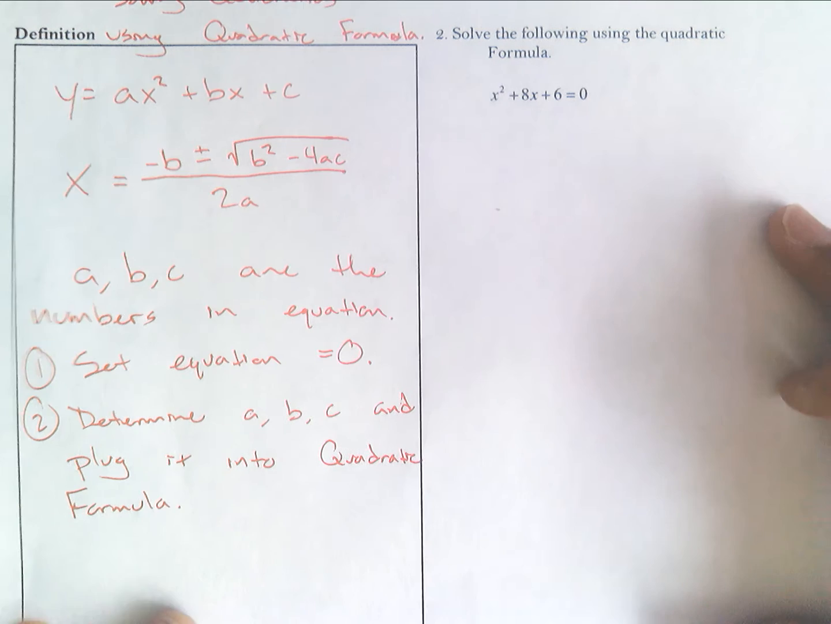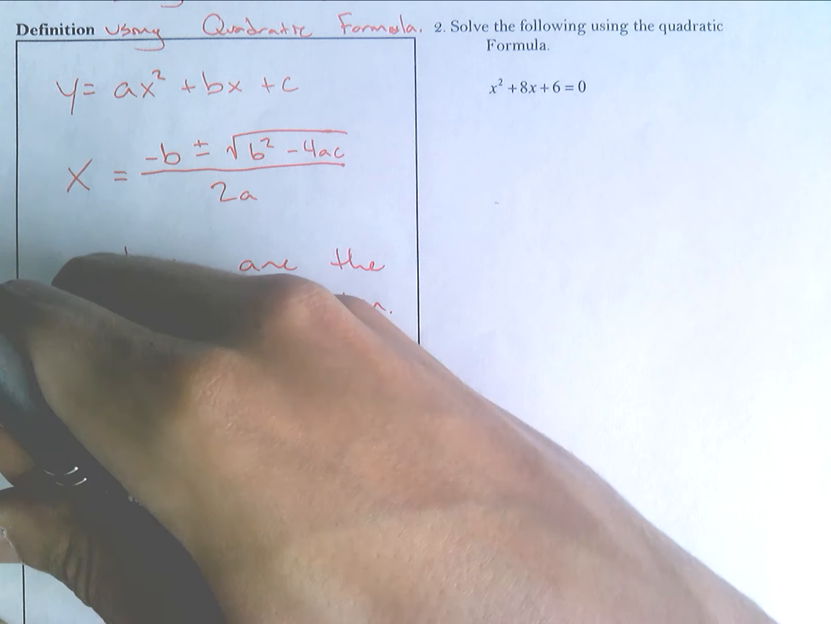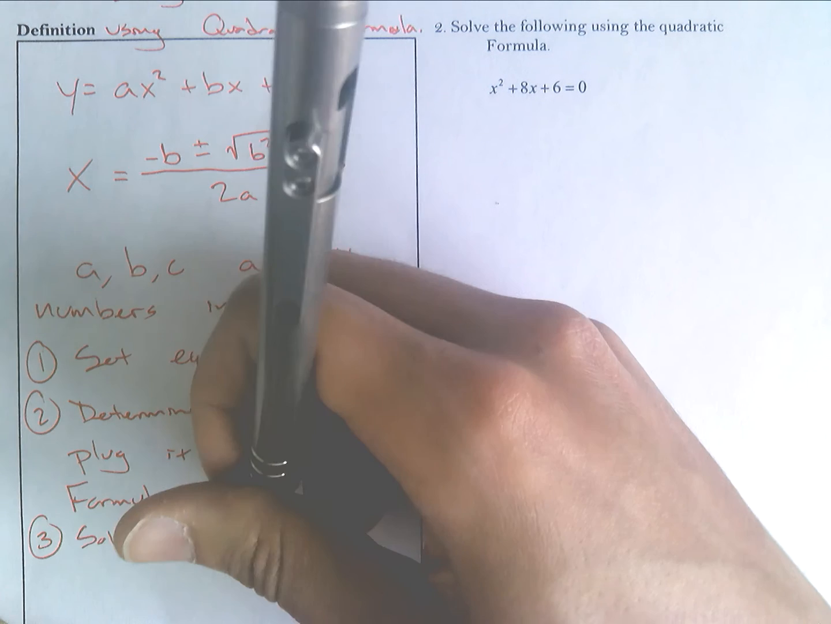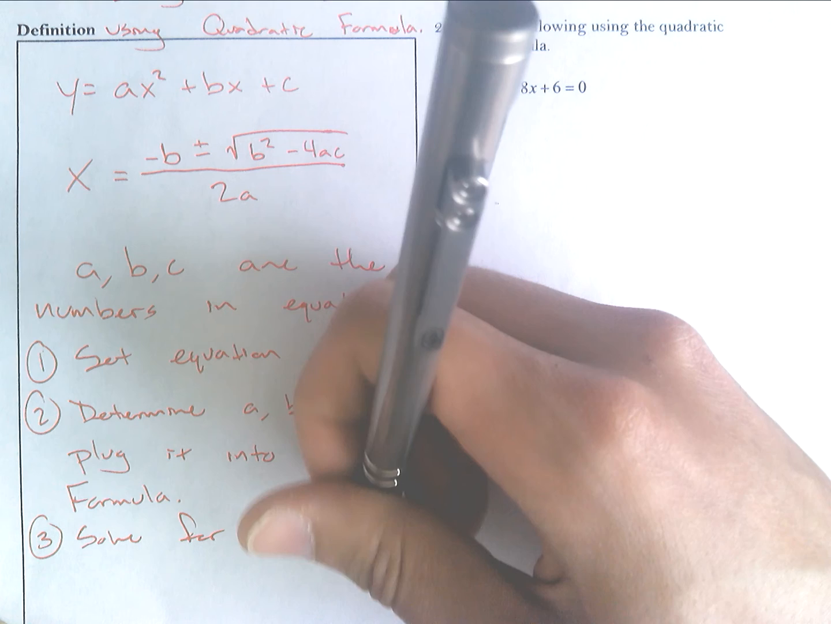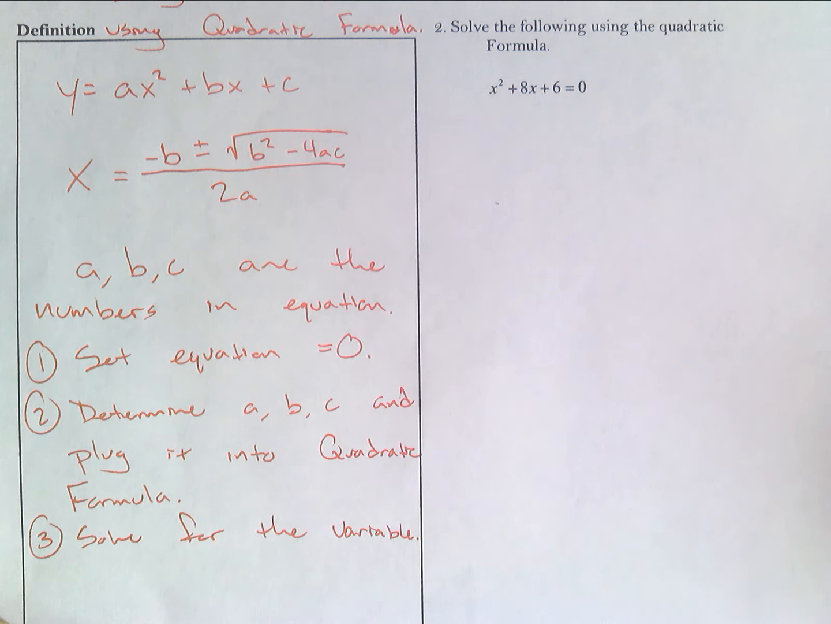All right. And then step 3 is just to solve. So solve for the variable. All right, so set it equal to 0. Figure out what those coefficients are, A, B, and C. Plug it into the quadratic formula, and then just solve for the variable.